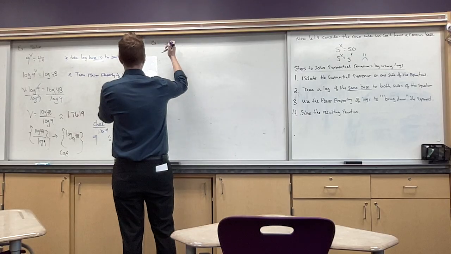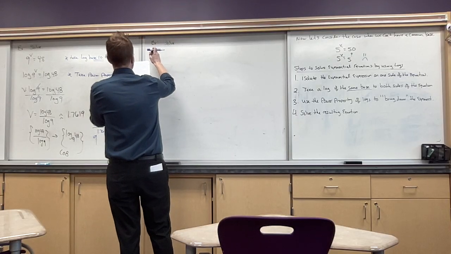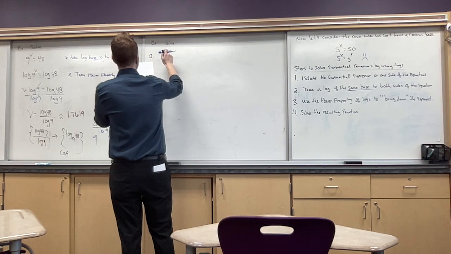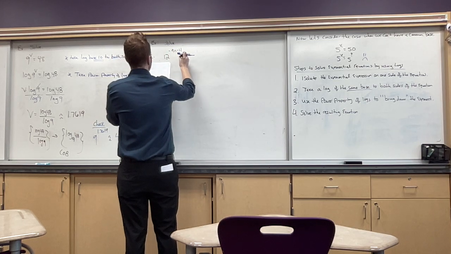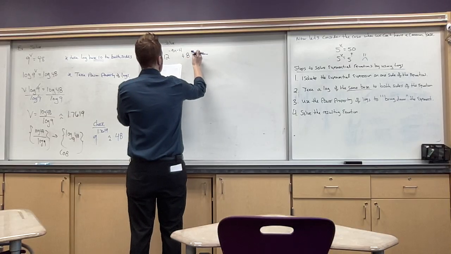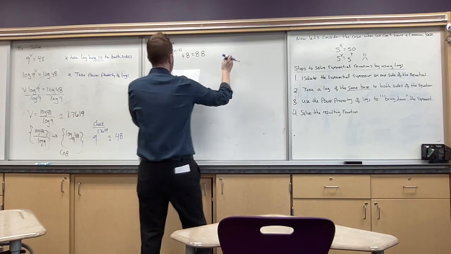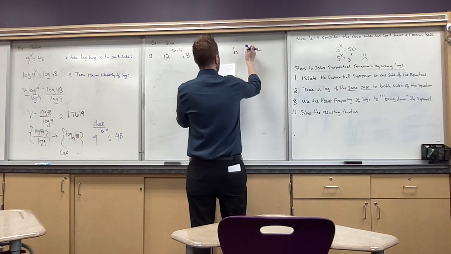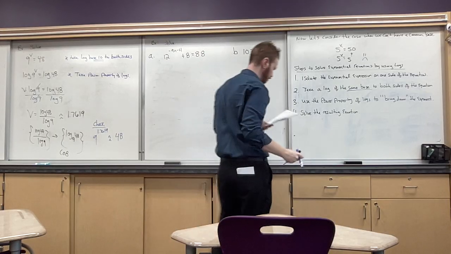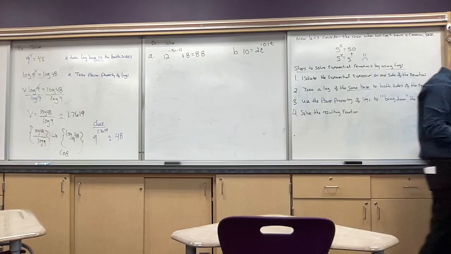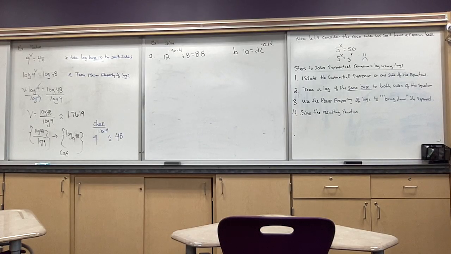Same instructions, we're going to solve. Let's see. We'll do two of these. So let's do 12 to the -9n minus 4 plus 8 equals 88. And then over here, I'll do 10 equals 2e to the -0.1t. So I'm going to show you a couple other ways to approach these now.